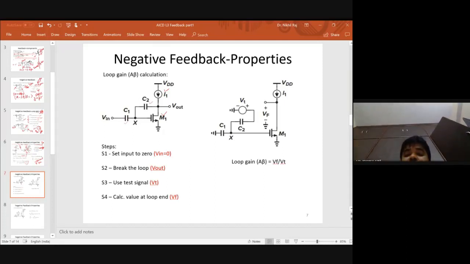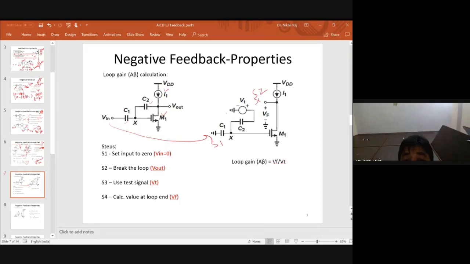Now the number 1 step to calculate the loop gain is to set the input to 0. So this Vin is set to 0 here. The number 2 is break the loop. So here we have broken the loop. So this is your part S1, this is your S2. Then number 3, S3 is attach the VT signal. So S3 is attached here. And then number 4 is calculate the value of VF. So this is your S4. Following all these 4 steps, now it is a simple open loop.